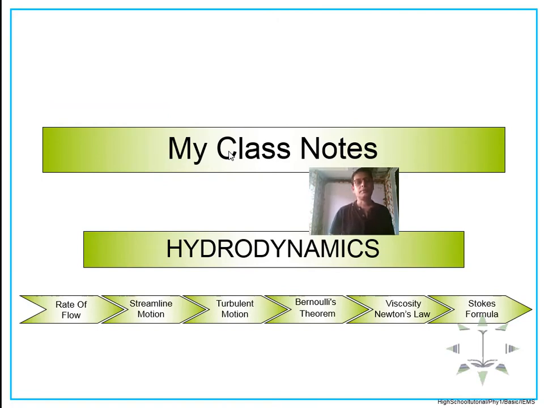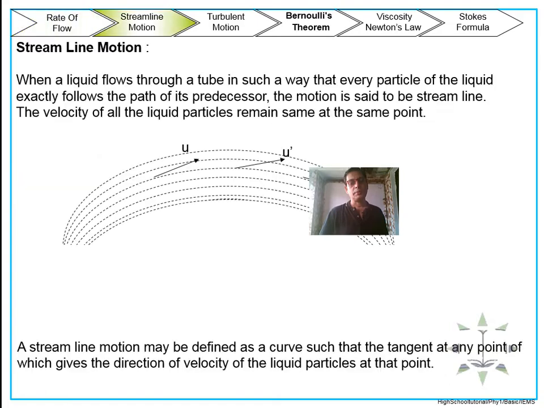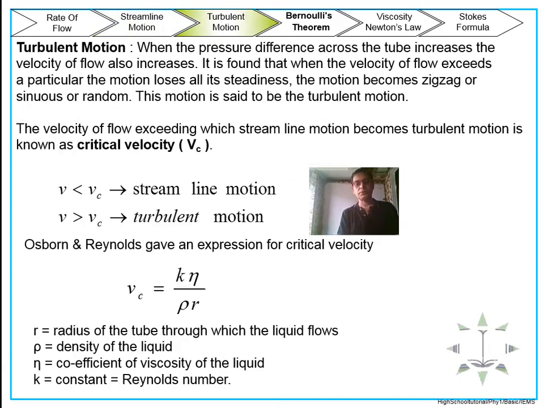This is the flow of liquid. Keep note of it. This is streamline motion. We have seen in streamline motion, it can be defined as the curve tangent at which gives the velocity at that point. Then this is critical velocity, and critical velocity is defined by the expression called Reynolds formula. Osborne Reynolds gave this formula, that critical velocity depends on eta, coefficient of viscosity.